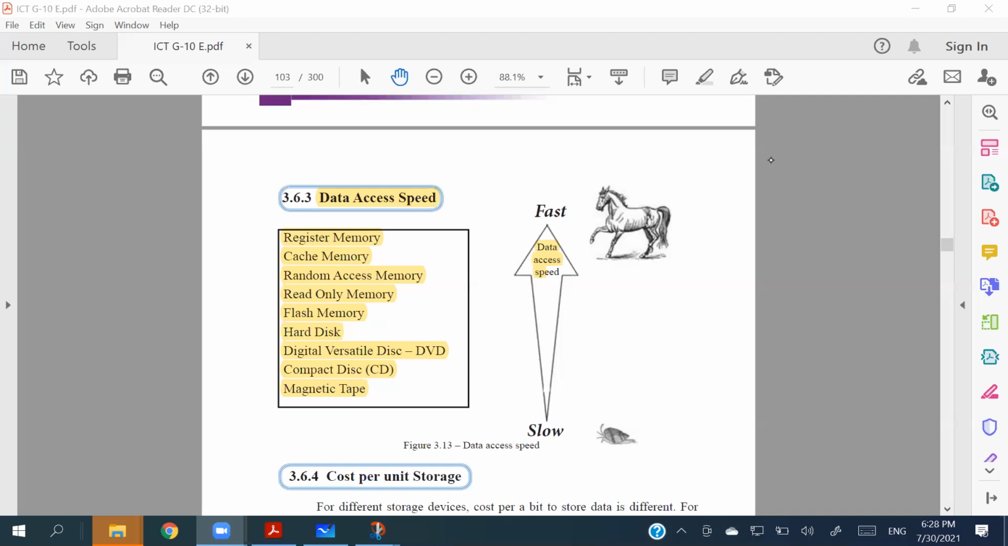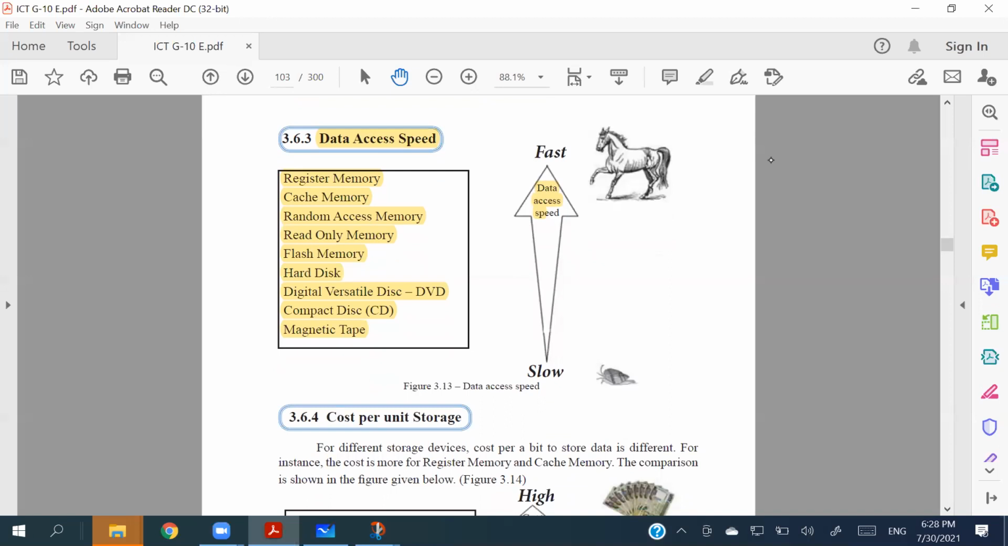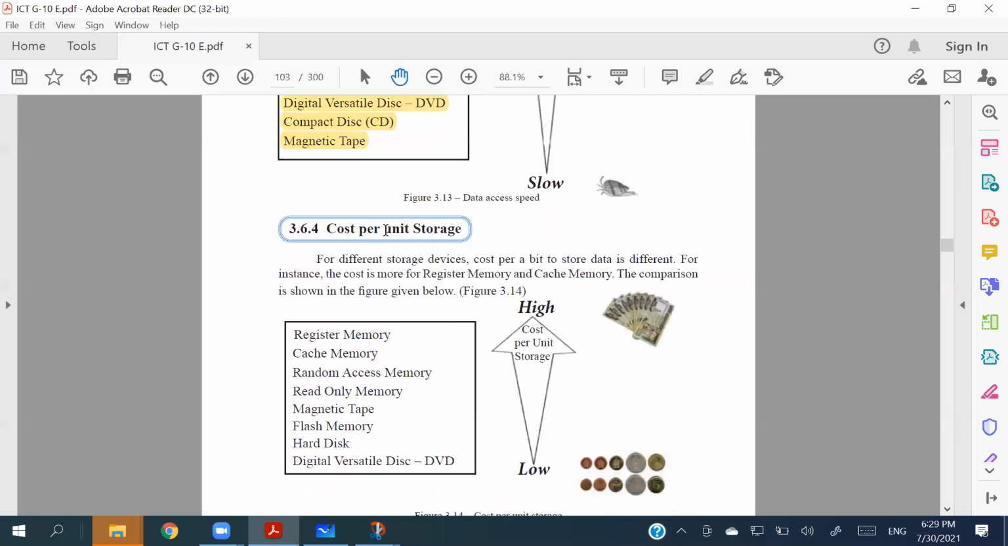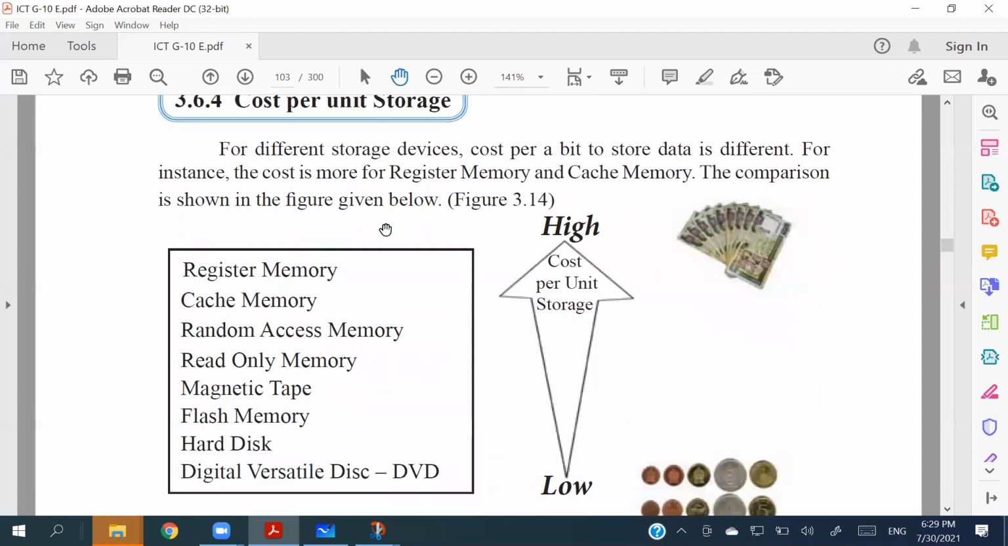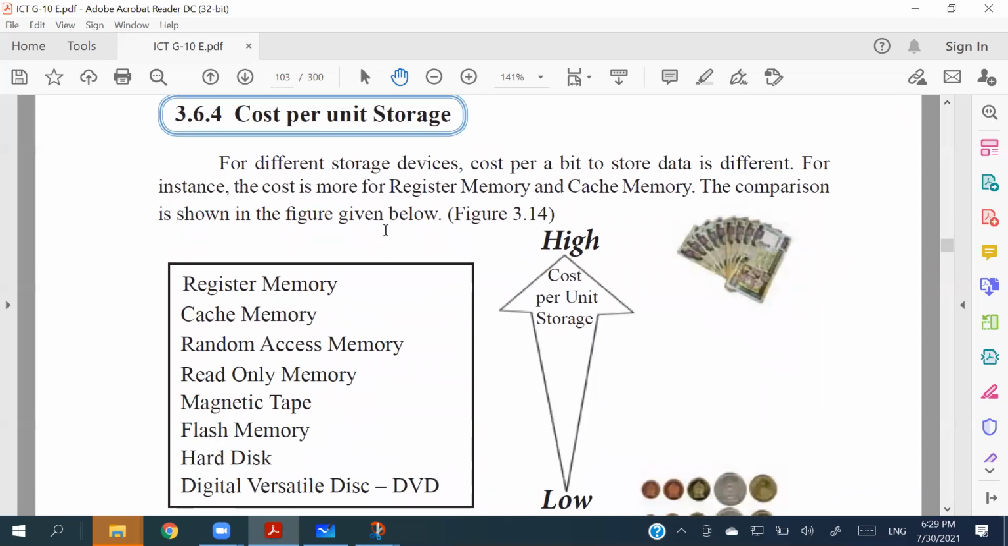So we can go for the next topic, which is the cost per unit storage. Now, when it comes to the cost per unit, it says register memory has the highest cost and the digital versatile disk is the lowest, as they mentioned, right?